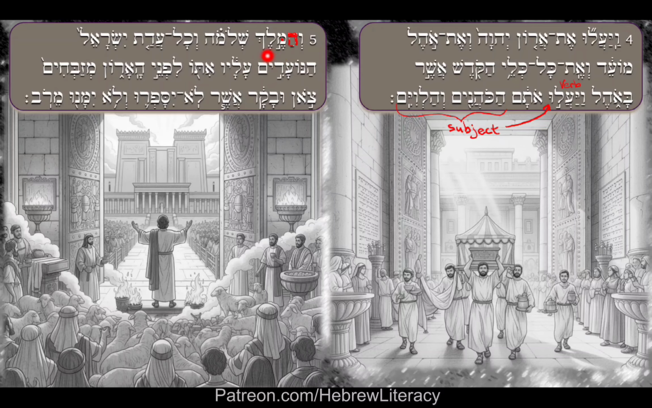But here we have haMelech, the king, Shlomo, Solomon, in a construct chain. Vechol, all of, adat, that's from edah, the congregation or the assembly of Yisrael. Hanoadim, another word for assembled, like gathered. They were gathered. Alav, by it, ito, with him. So one is referring to the ark, and one is referring to the king.